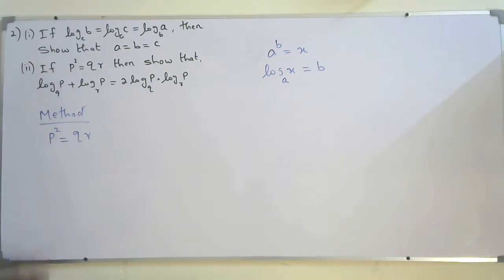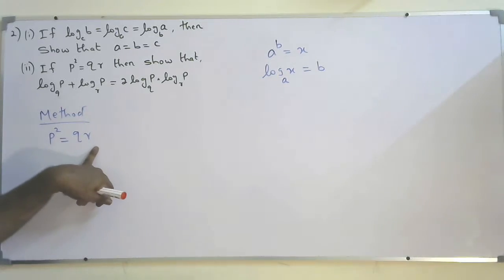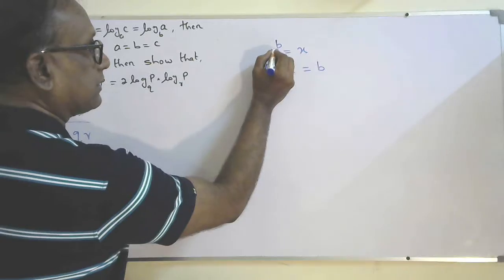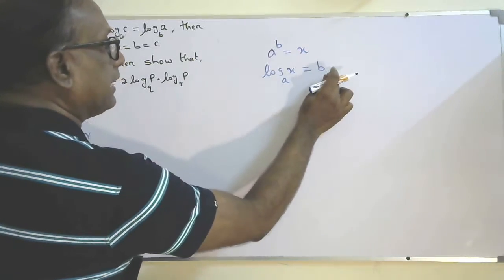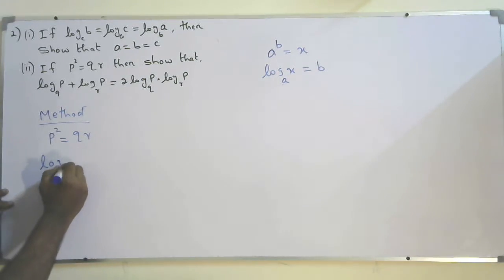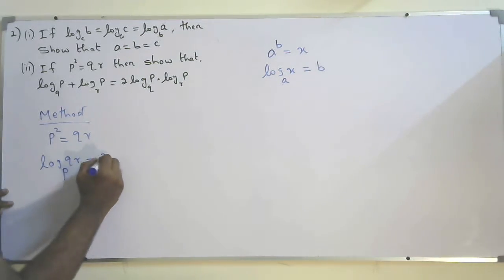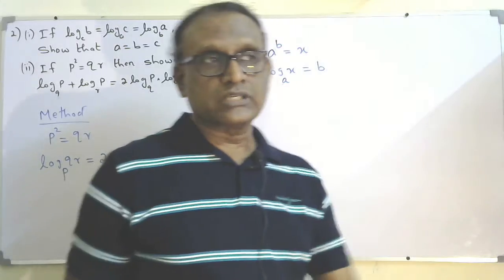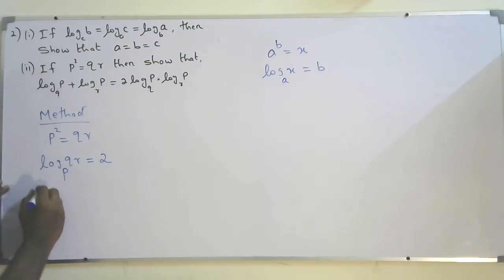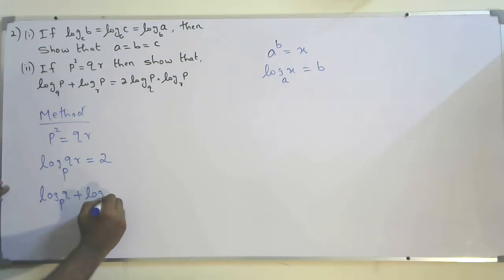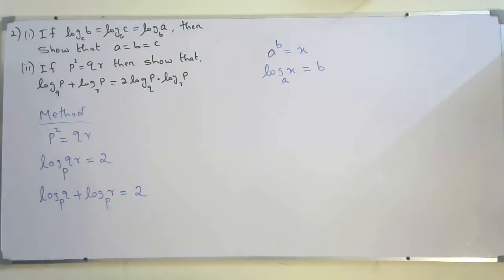If I use the definition of logarithm, P squared equal QR. So you know that this comes as base, this comes here, the index comes here: a to the power b equal x. So I can write log P of QR equal 2. Now use the product rule. So I can write log P of Q plus log P of R equal to 2.